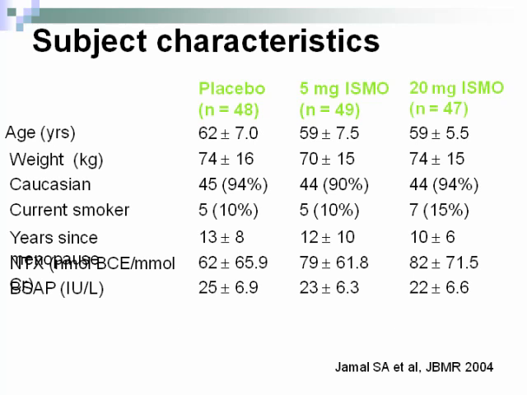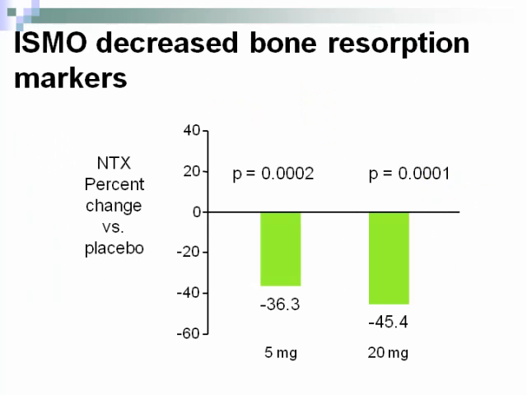These were the characteristics of our patients. What you can see is they were on average about 60, weighed about 74 kilograms. Most were white, with about 13 years or so of menopause. There were no differences in bone turnover markers at baseline. And I apologize for that little overlap there in the column.